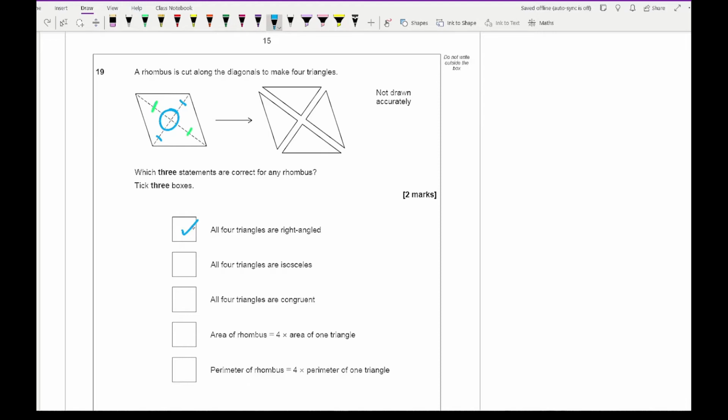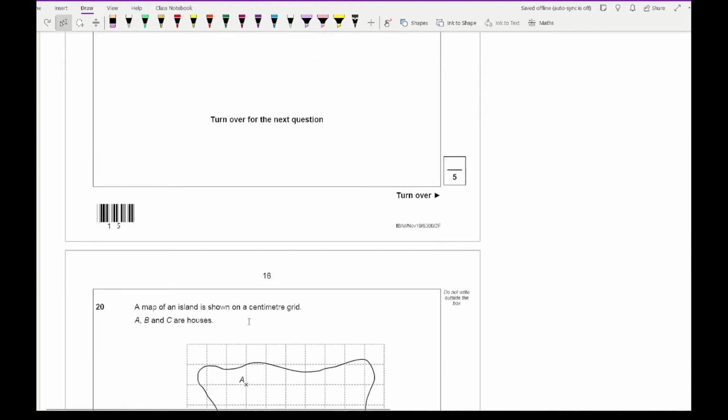All 4 triangles are congruent, which basically means they are the same, and that is true. And the area of the rhombus is equal to 4 lots the area of one triangle. That's definitely going to be true, and obviously the last one is incorrect, so I've already ticked 3 boxes.